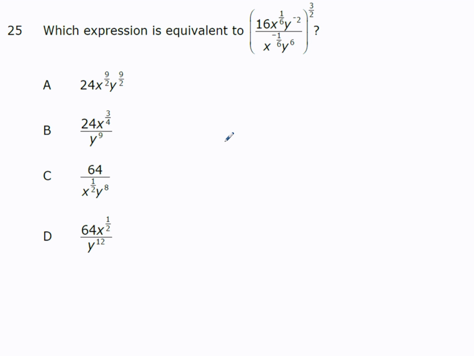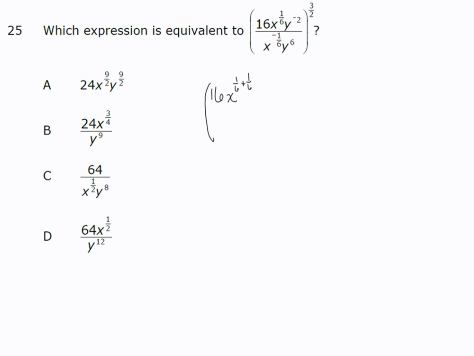There are several properties of exponents we can use on this. A couple that I'm going to be using: whenever you multiply like bases, you add the exponents. When you divide like bases, you subtract the exponents. And power to a power, you multiply. The 16 doesn't have anything to combine with, so it's going to stay like it is. For the x to the 1/6 and x to the negative 1/6, since I'm dividing like bases, I'm going to take 1/6 and subtract negative 1/6 from it.